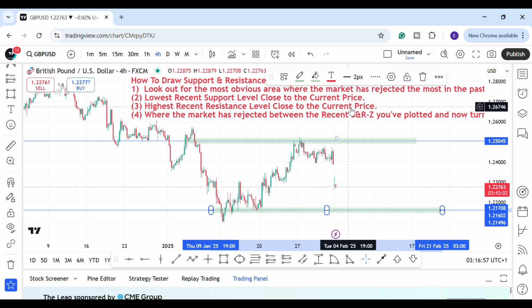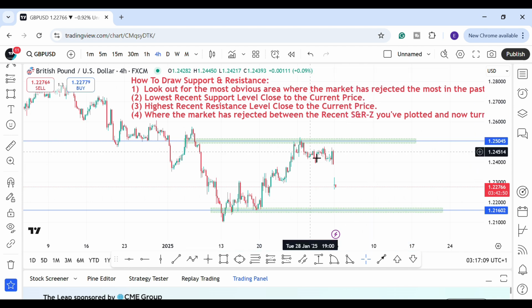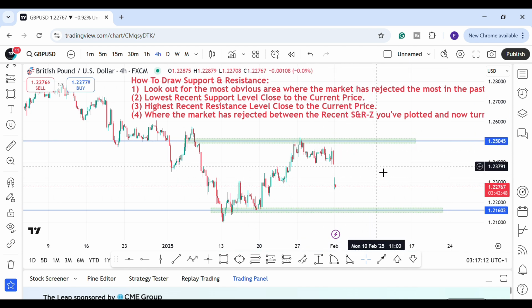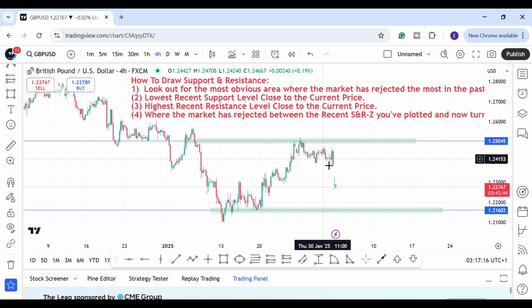We are good to go, right? Whatever the market does within this zone is what we are working with. You can see, this is one of your measured zones. Remember we said from the daily and H4, this is one of your measured zones. And now, number 4 said the bear market has rejected between the recent support and resistance zone. So we plotted this, we plotted this.